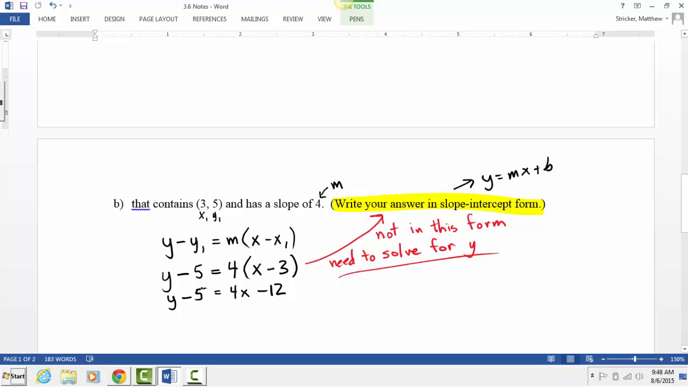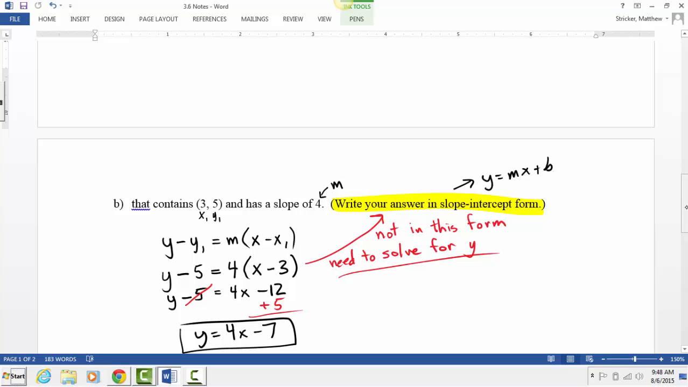And then to get y by itself, what do we need to do? Change sides, change signs. So this negative 5 becomes a positive 5. And that gives us that y is equal to 4x, negative 12 plus 5 is negative 7. So our equation is y equals 4x minus 7. Okay, hopefully that makes sense.